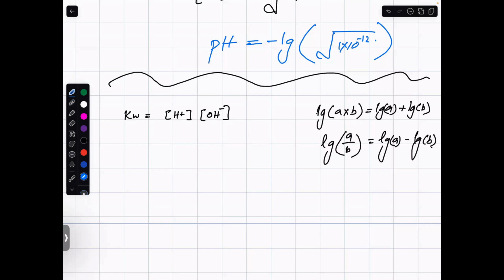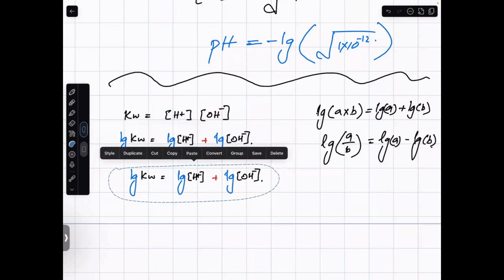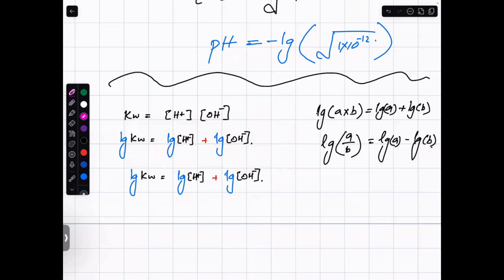Now, if I take the negative log of both sides, they're multiplied, so I have to take plus. Log of Kw, log of H plus, and log of OH negative. Now what is the next thing? Multiply negative sign with all. If I multiply negative sign, it becomes pKw, pH, pOH. So you know what I want to show you.